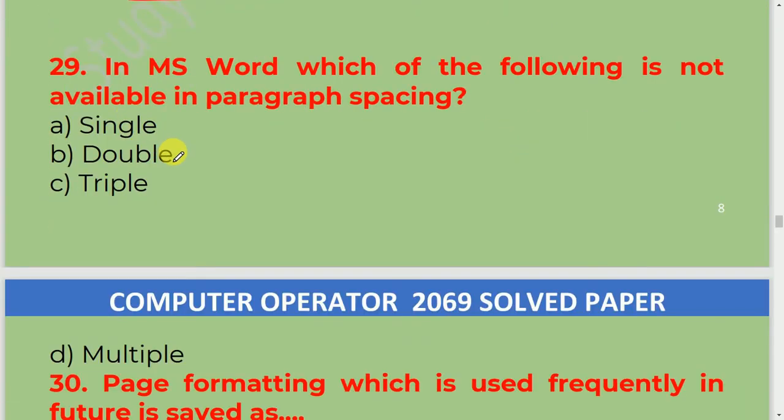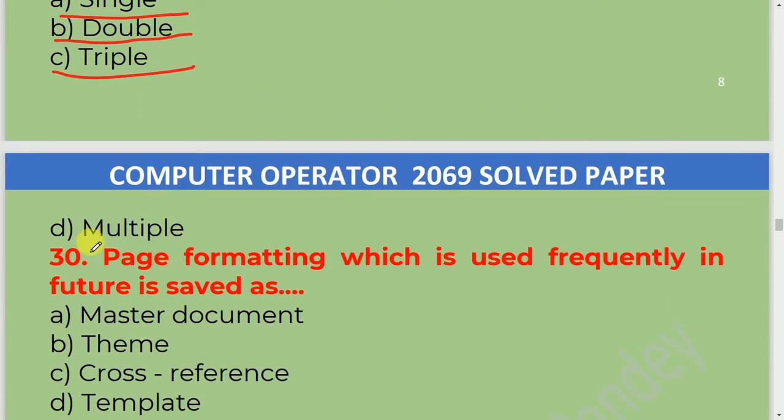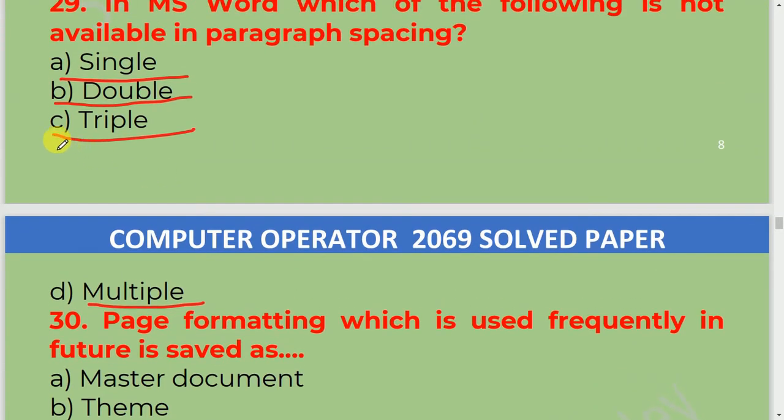Question number 29. In MS Word, which of the following is not available in paragraph spacing? Option A, single, B, double, C, triple, D, multiple. And the correct option is option C, triple. Triple is not available in paragraph spacing.